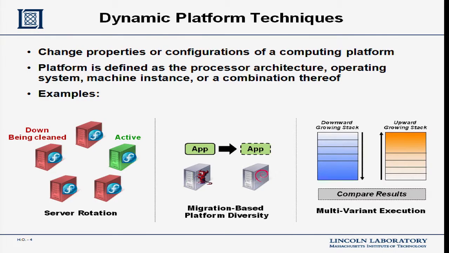And yet another example of dynamic platform techniques are multivariant execution techniques. Here's, again, one example of them. It's called the reverse stack technique, where you have 2 variants, one with the stack growing in the normal direction, the other with the stack growing backwards, and then you compare the results. The idea is that if there is code injection or an attack against one variant, the other variant can be used to detect that type of attack.